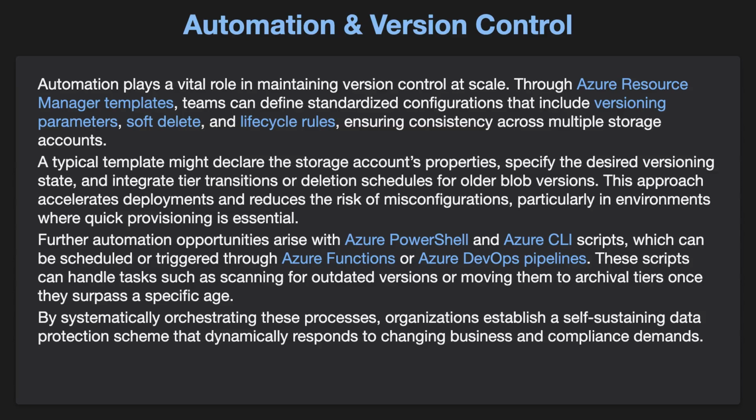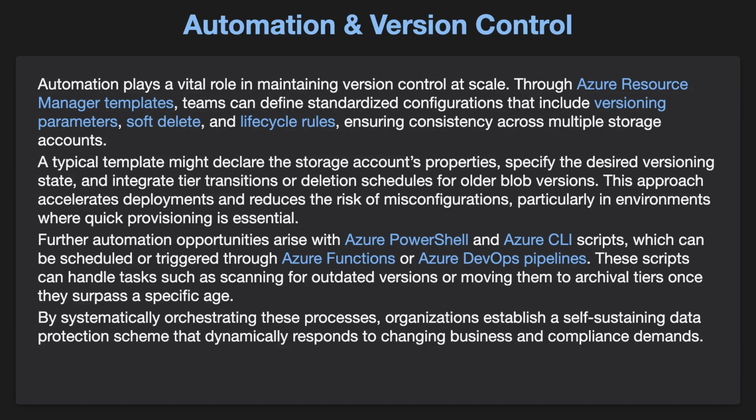Automation plays a vital role in maintaining version control at scale. Through Azure Resource Manager templates, teams can define standardized configurations that include versioning parameters, soft delete, and lifecycle rules, ensuring consistency across multiple storage accounts. A typical template might declare the storage account's properties, specify the desired versioning state, and integrate tier transitions or deletion schedules for older blob versions. This approach accelerates deployments and reduces the risk of misconfigurations, particularly in environments where quick provisioning is essential.